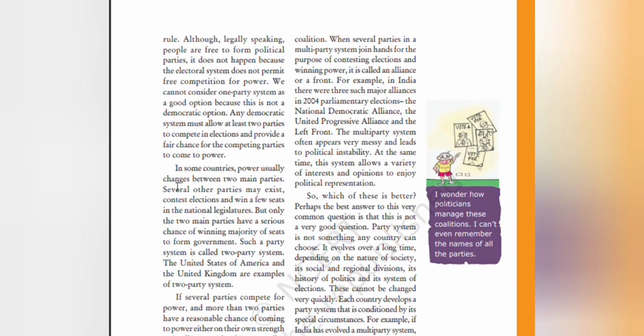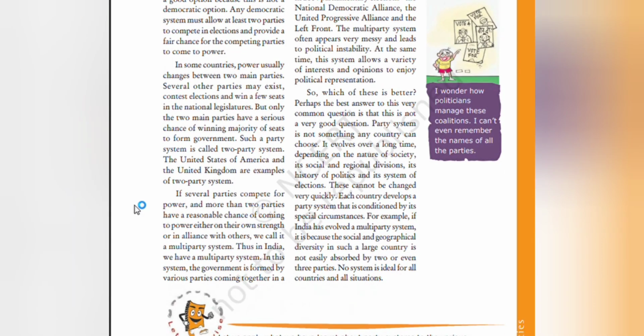In some countries, power usually changes between two main parties. Several other parties may exist, contest elections and win a few seats in the national legislatures. But only the two main parties have a serious chance of winning a majority of seats to form government. Such a party system is called a two-party system. The United States of America and the United Kingdom are examples of a two-party system.